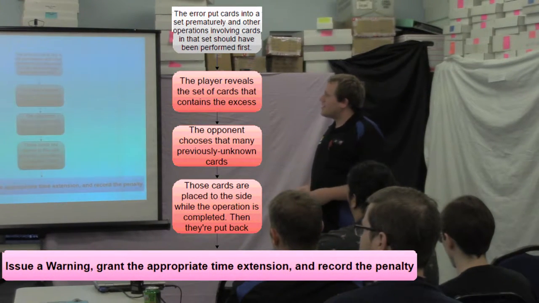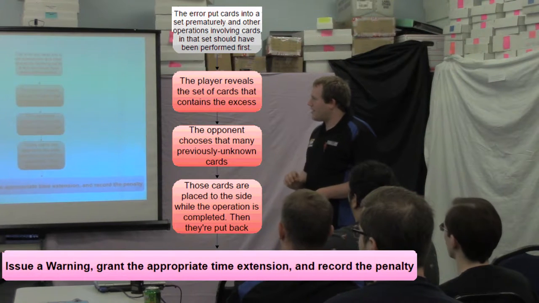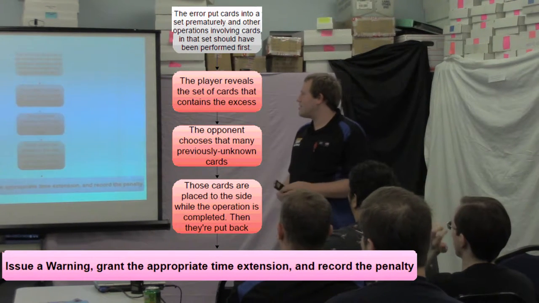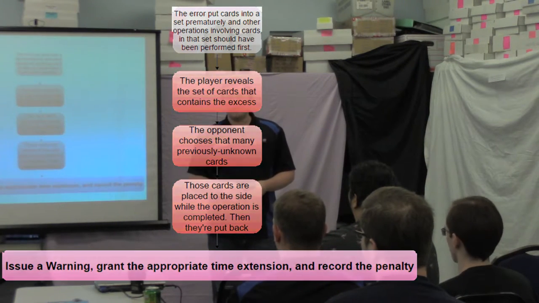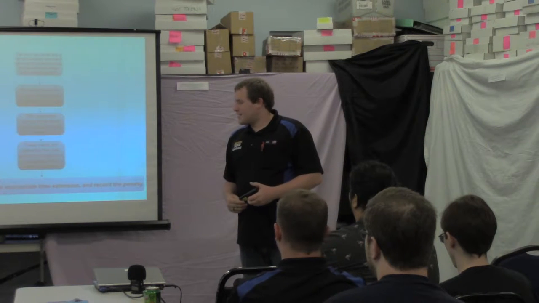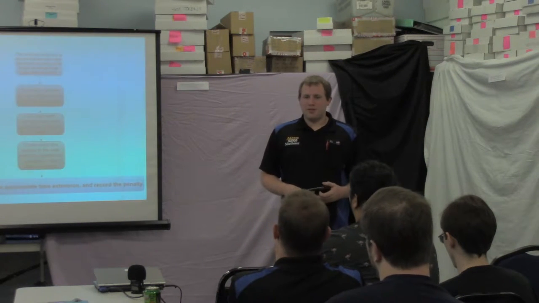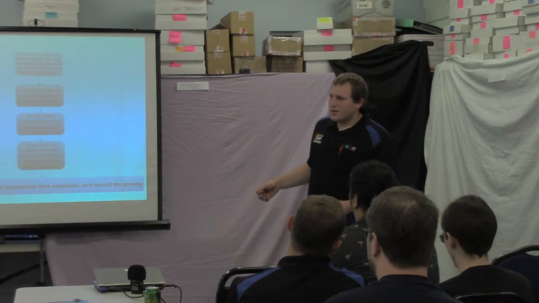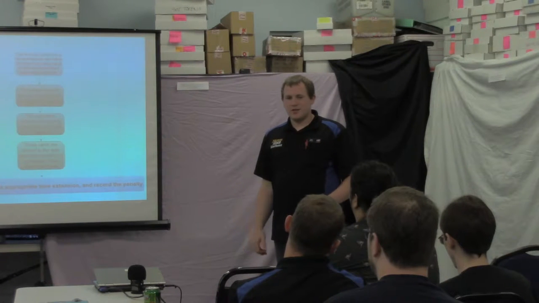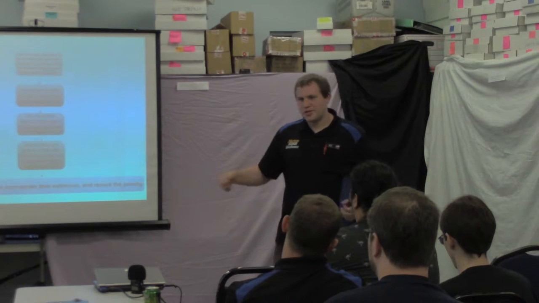The error put cards into a set prematurely, and other operations involving cards in that set should have been performed first. So this is mostly to do with the rummage mechanic, whereas you discard a card, draw a card. That's the best I've seen as an example to utilize this with. So let's say they were supposed to discard a card, draw a card. Instead, they drew a card and go to discard a card, but their opponent's like, wait a second. Let's say they discarded a card. That's a simple backup. We can just put that right back into the hand and apply this fix.